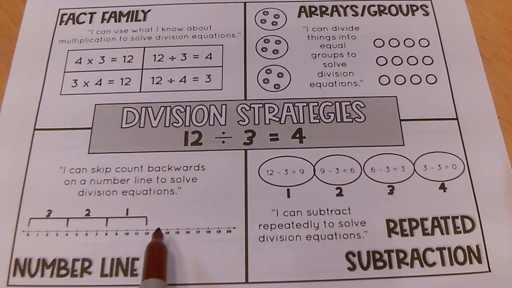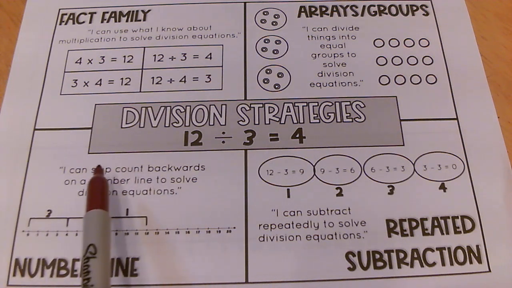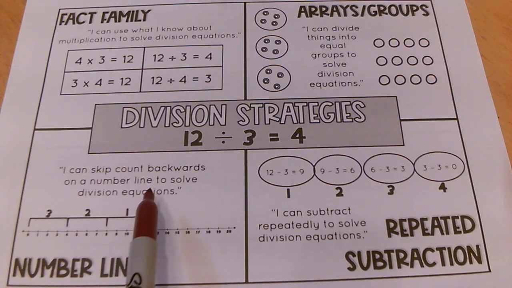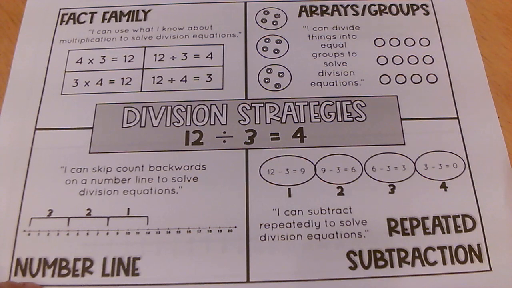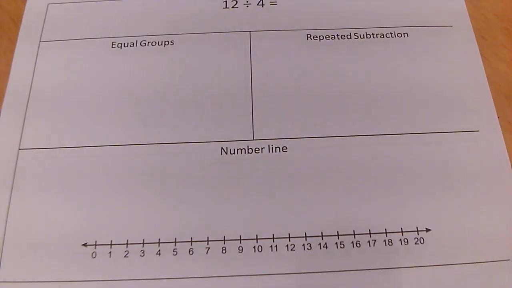But remember, if we're doing a number line, we're going to jump backwards on the number line. So we're going to skip count backwards on a number line to solve division equations. Okay, and then our last strategy is I can do repeated subtraction to solve for division equations. So let's do some practice.